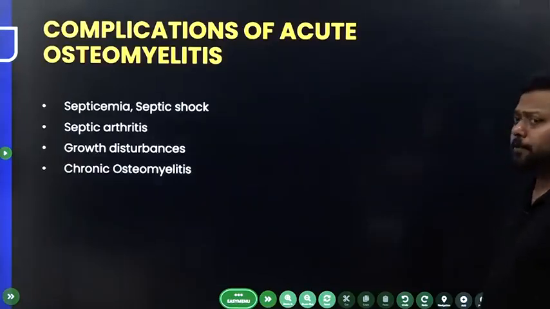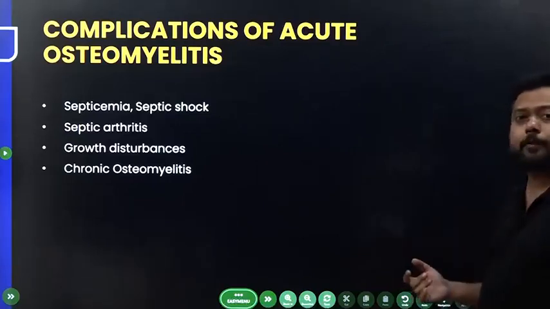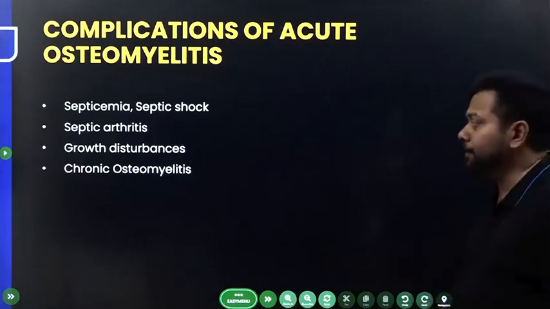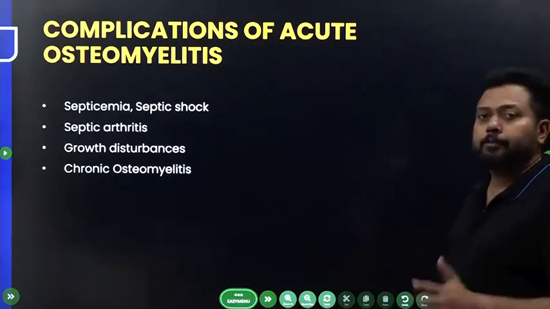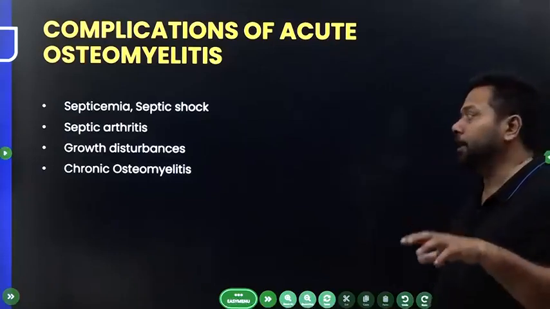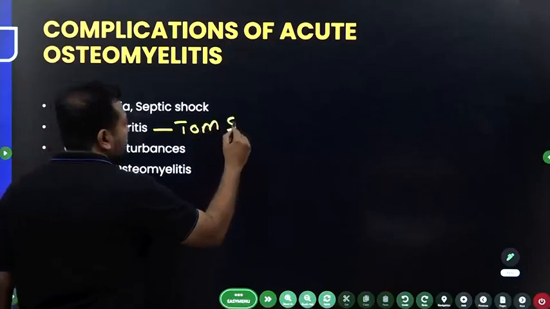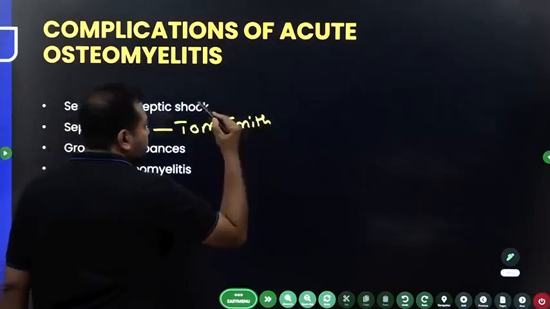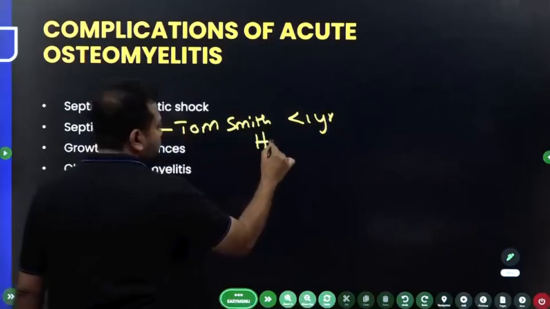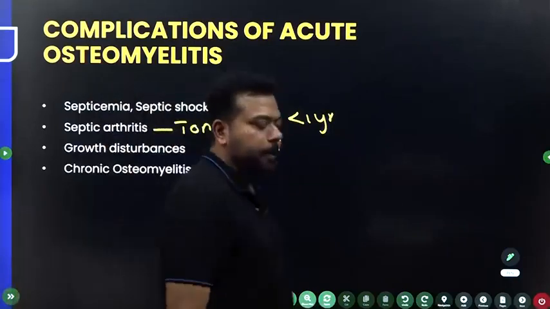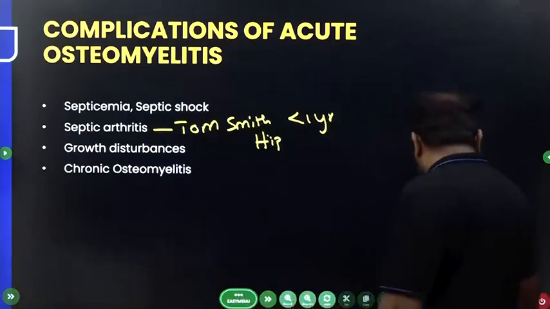Complications of acute osteomyelitis: septicemia, septic arthritis, growth disturbance, chronic osteomyelitis. Because when it goes and affects the epiphysis, it can cause growth disturbance. When you don't treat properly from acute, it can become chronic. When it involves the epiphysis and goes inside the joint, that's called septic arthritis. This is otherwise called Tom Smith's arthritis, when the child is below 1 year. Two questions they had asked: age group less than 1 year, it will go inside the joint. And the most common joint involved is the hip joint.